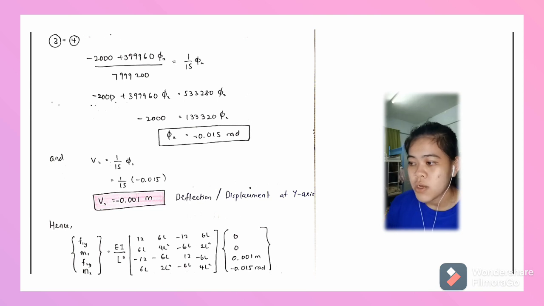When we substitute the values, we get 0.001 meter. That is the deflection. With the negative value, it means that it will be in the downward direction.